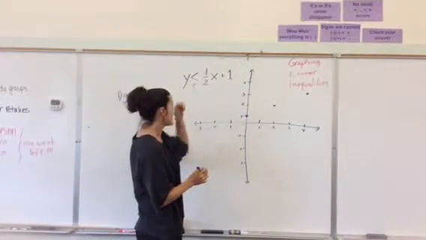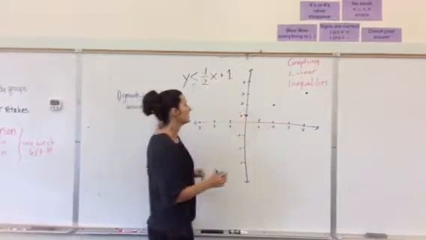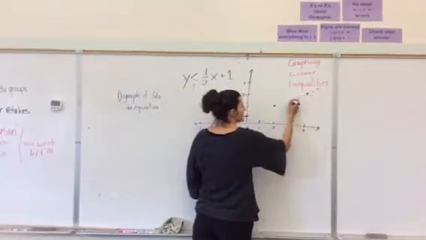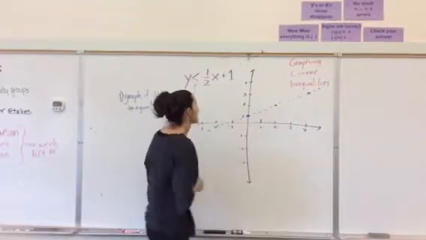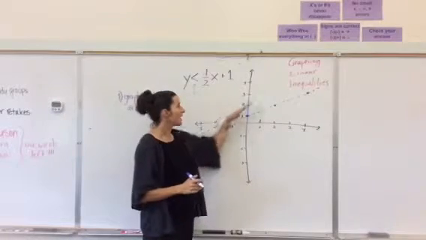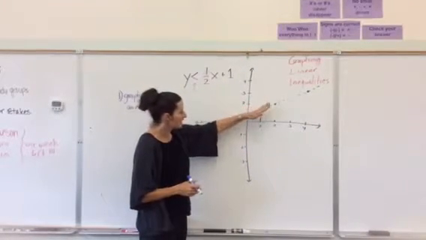Now the thing is, I can't necessarily make a line because it's an inequality. And this says less than, which means it's actually never this line. So I'm going to make it dash to show that it's actually never. So I've done that.